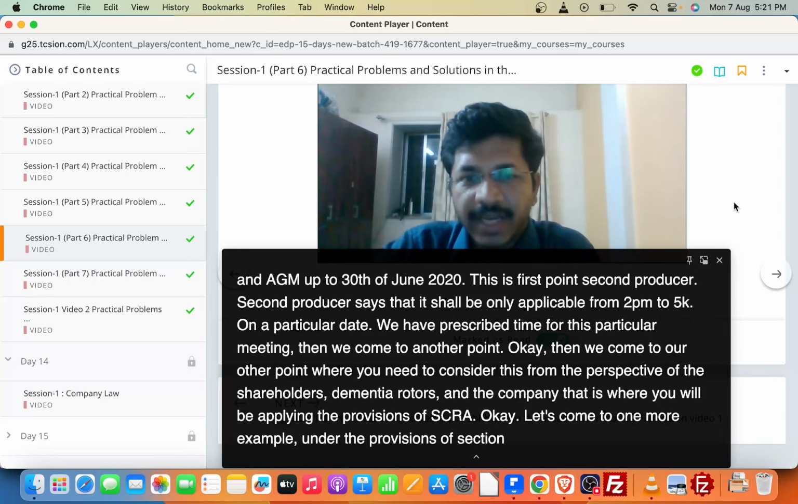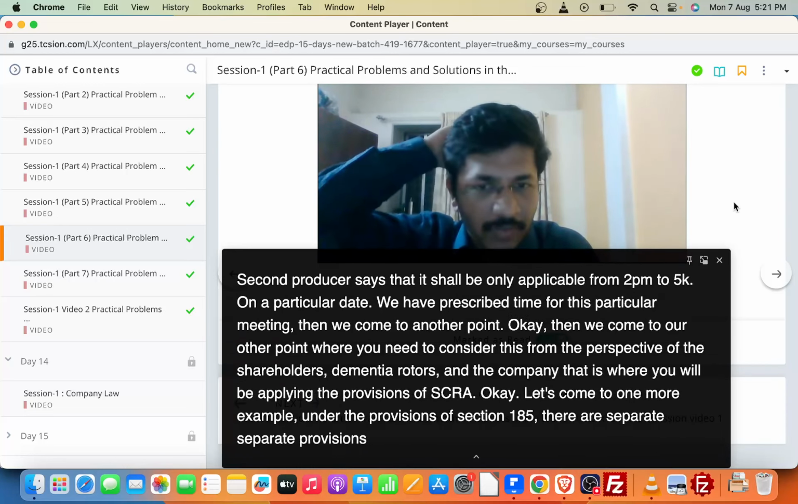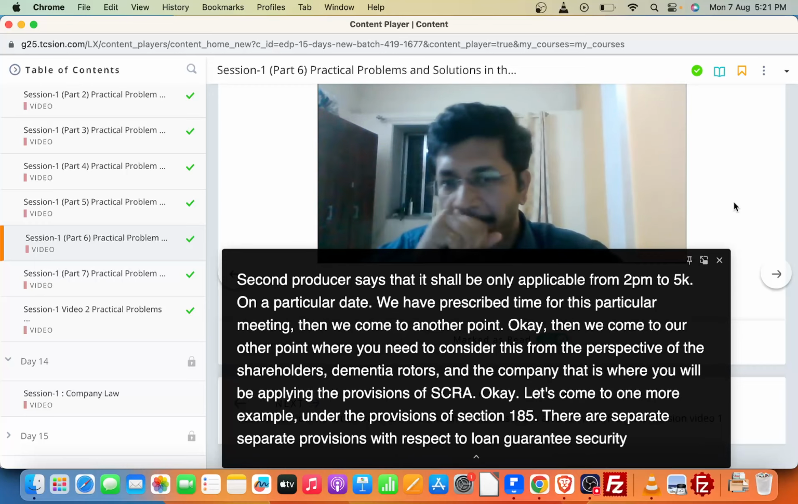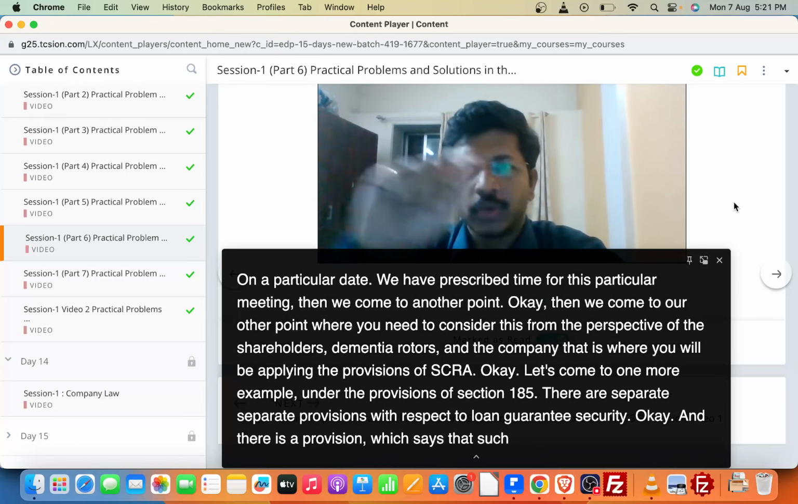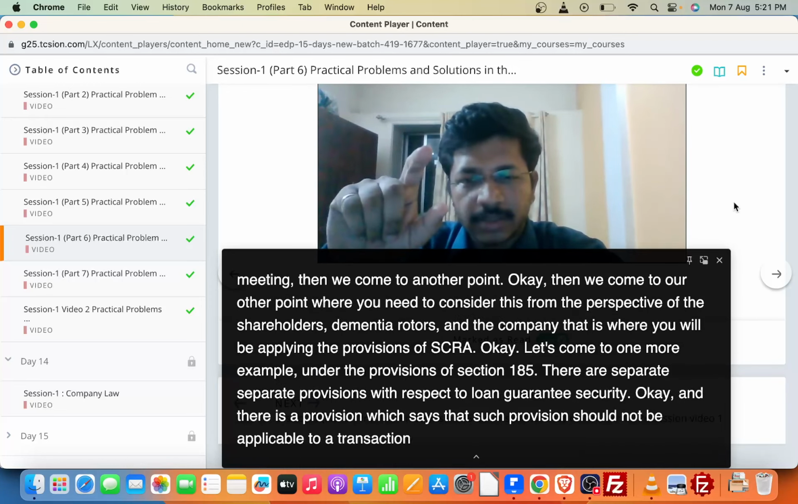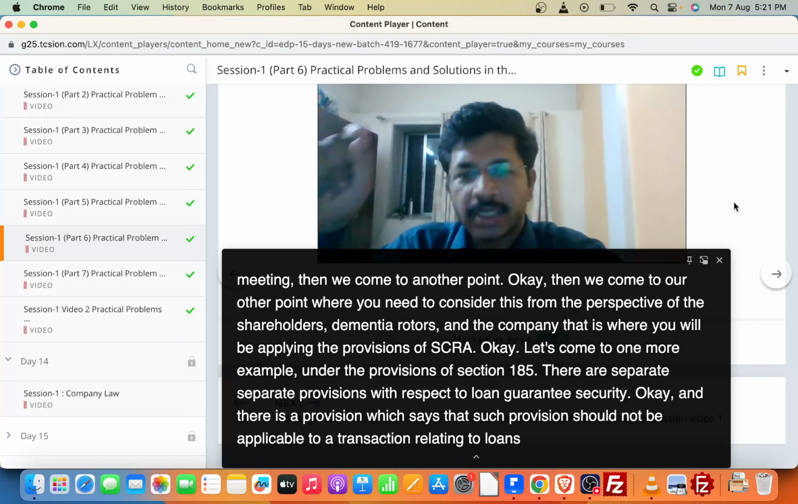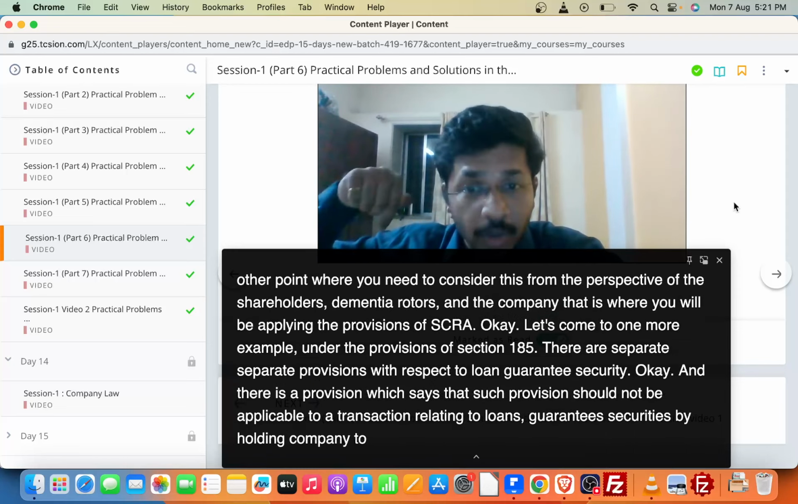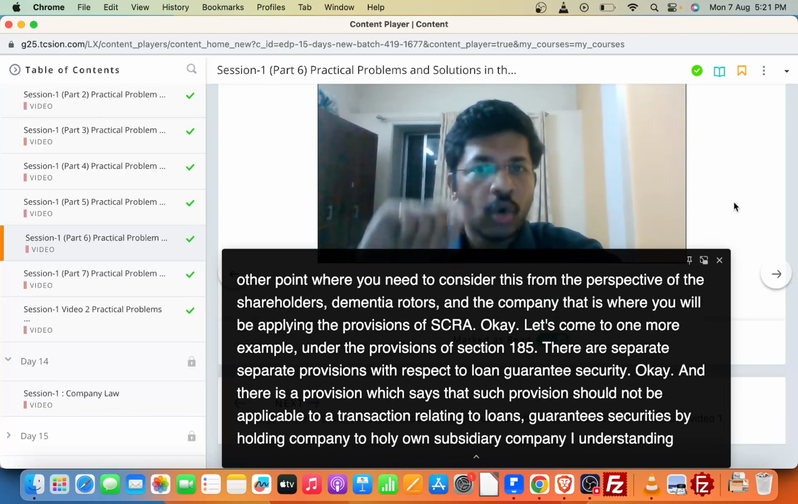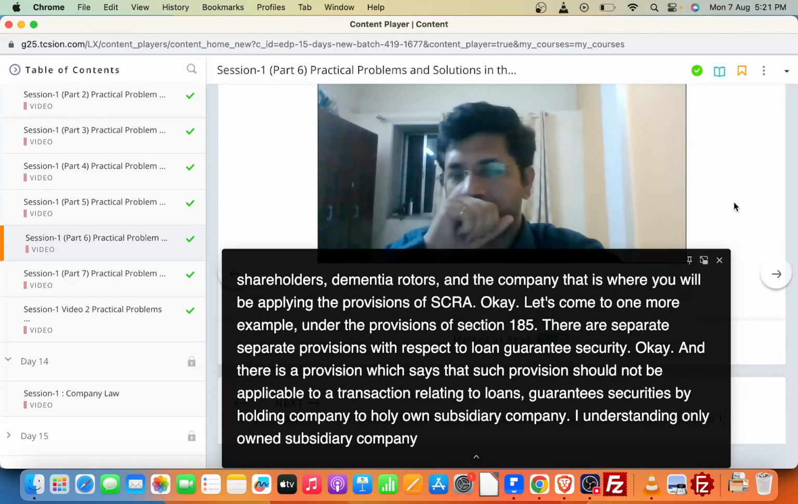Under the provisions of section 185, there are separate provisions with respect to loan, guarantee and security. And there is a proviso which says that such provision shall not be applicable to a transaction relating to loans, guarantees, securities by a holding company to a wholly owned subsidiary company. Are you understanding? Wholly owned subsidiary company.